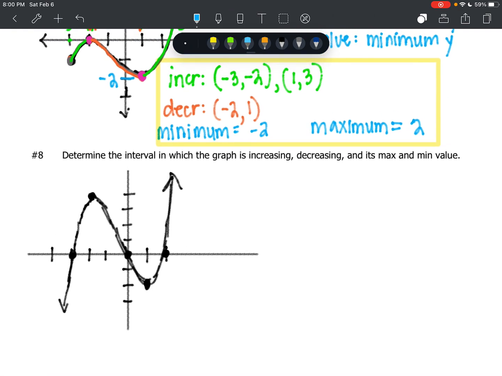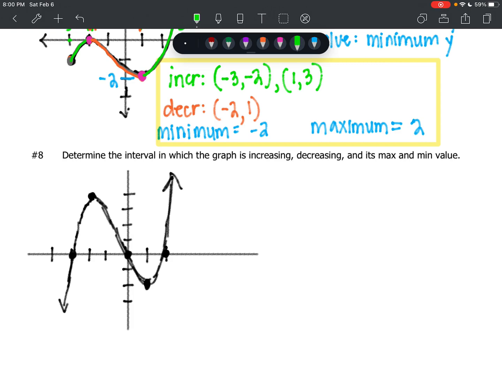Okay, number 8. Let's see if we can do this one. You try and do the increasing and decreasing intervals. And then we'll talk about the max and min. Okay, press pause so that you can do that.